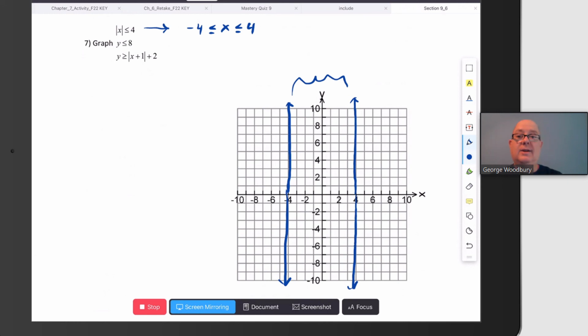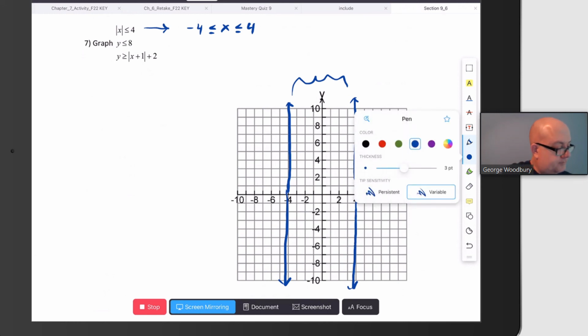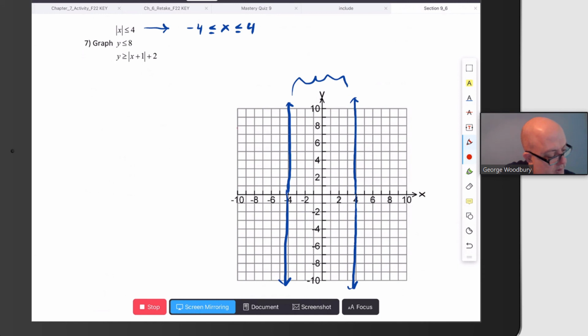The next one, y is less than or equal to 8. I'm going to draw a horizontal line in red at y equals 8. And all the solutions are below that. So now I know that I am in this piece here. That's where my solutions are going to be.